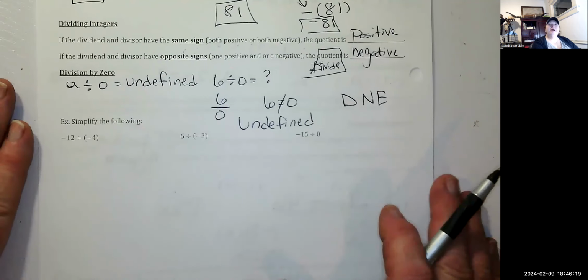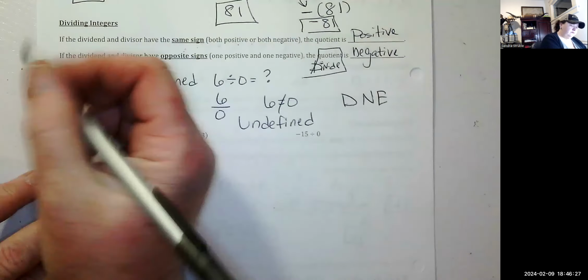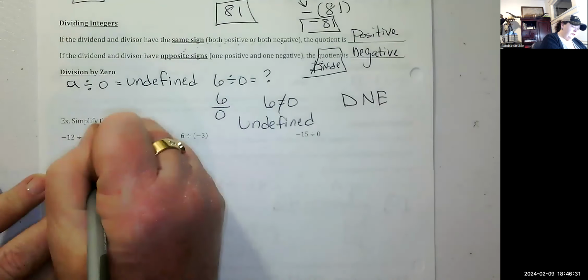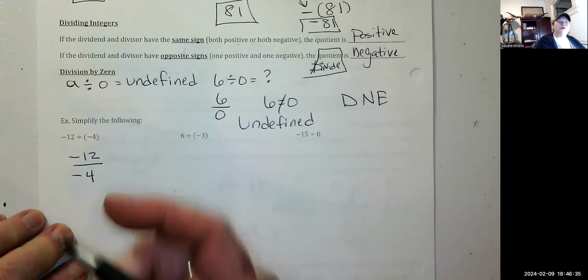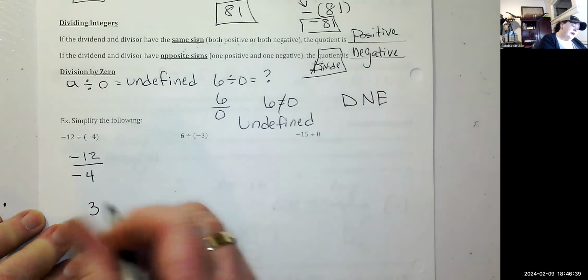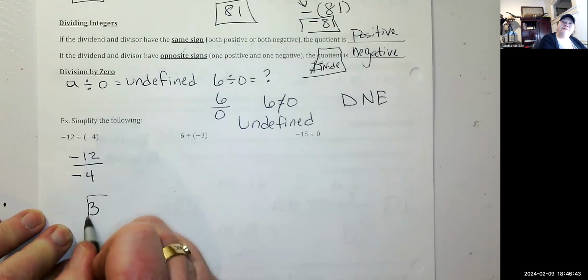Simplify the following. -12 divided by -4. I just like to rewrite it like that. That's how I learned it. 12 divided by 4 is 3. A negative divided by a negative, the signs are the same, so it's positive.